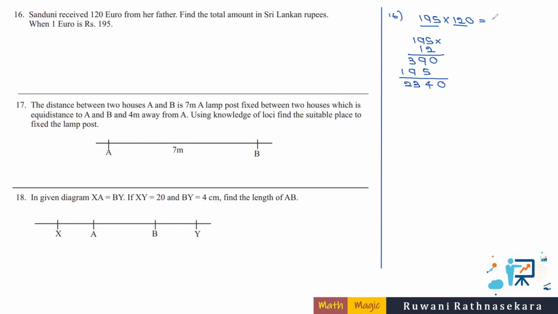But you have to add 1 0 when you finalize the answer. Therefore, it should be 2, 3, 4 with 2 zeros, which is 23,400.